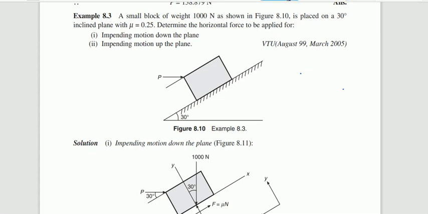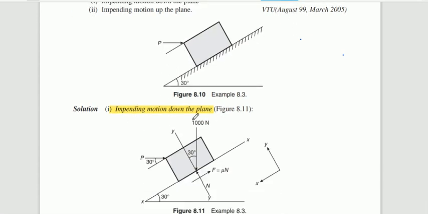So let us consider the first condition, that is, impending motion down the plane. What does it mean? The direction of motion of the block is downward. Just try to understand the free body diagram. Impending motion down the plane is nothing but our direction of motion is this one. This is the motion direction of the block. So now, what are the forces acting on the block? That you need to write.